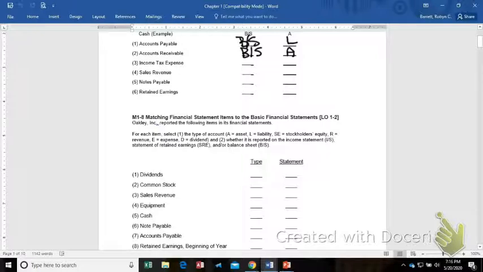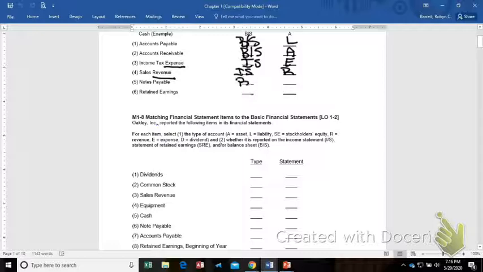Income statement, and it is an expense. Yeah, I think the income statement helps you out a little bit because it gives you a little hint. So what about sales revenue? Income statement, and it's a revenue. All right, notes payable.